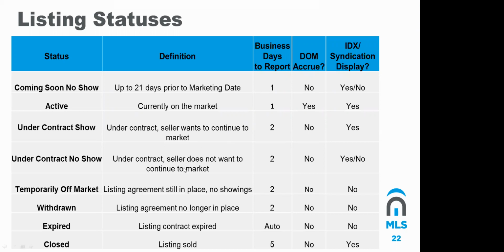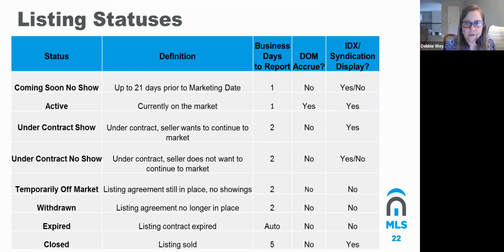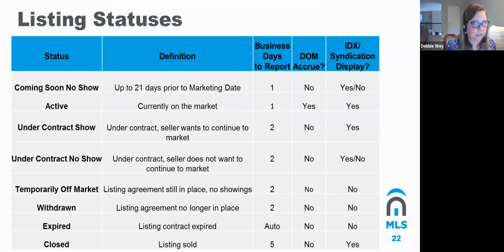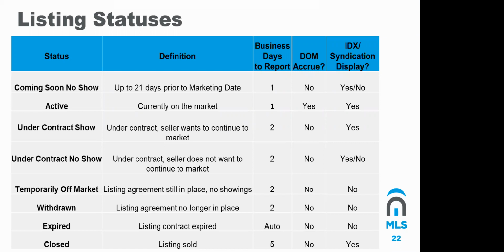Yeah. So would you recommend that agents put no show if that's the case, or would you recommend they leave it at show? I mean, obviously it's up to the seller, but which one? Don't let what happens on third-party sites control how you treat your listing in the MLS. I recommend that you follow your seller's instructions. If they're going to show, put it on under contract show. If they don't want any more showings, put it on under contract no show. Sounds great. Thank you.